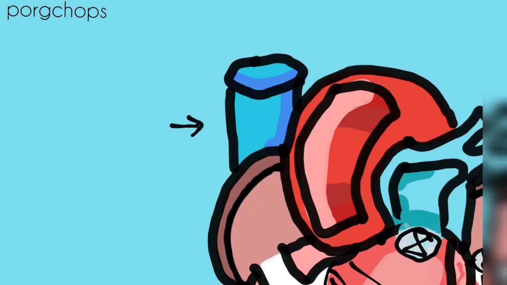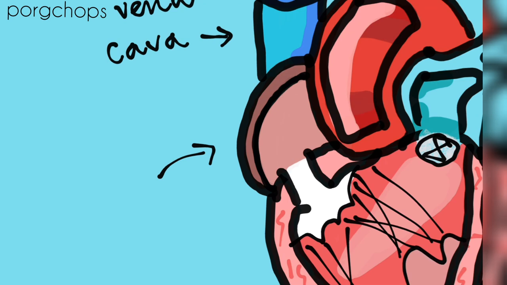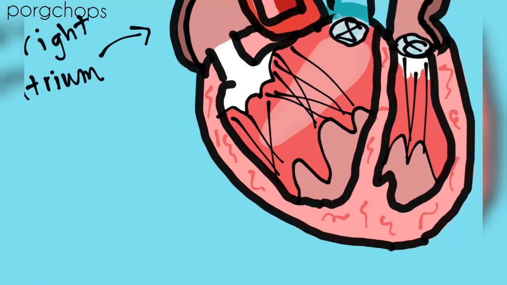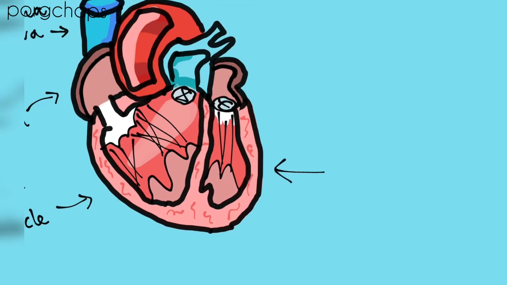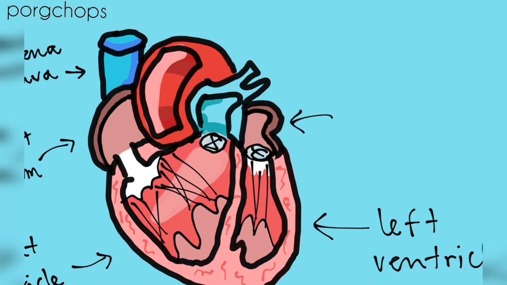Just some terms that are good to know. This here is the vena cava, where the blood enters. Below that is the right atrium. And then below the right atrium is the right ventricle. You have an atrium and a ventricle on both sides. So on this side, you have your left ventricle. And then above that, you have the left atrium.